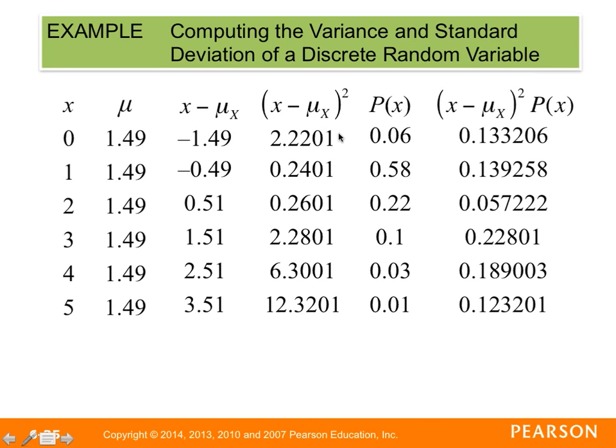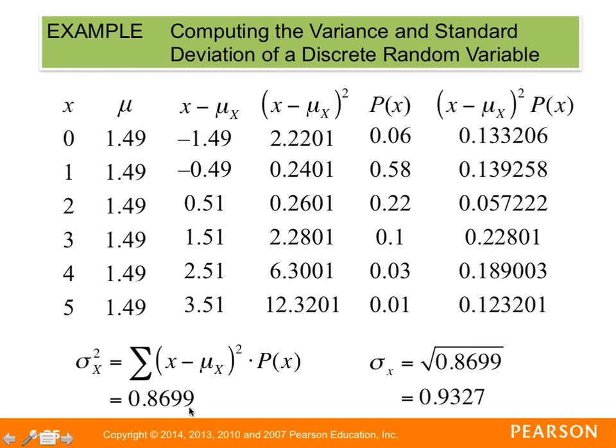Okay, so we have all of these values. We have the probabilities as well, which were already given. And then we just multiply the x minus mu of x squared times the probability. So for example, we take our 2.2201 times our 0.06, and we get this value here, 0.133206. And we just do this all the way down. And then we add them all up. If we add up this entire column, we get 0.8699. That's going to be our variance because we haven't taken the square root yet. But once we take the square root, then we have the standard deviation, which in this case is going to be 0.9327.